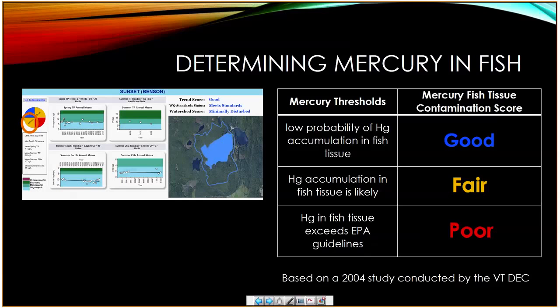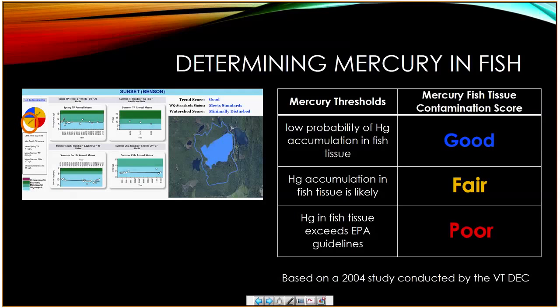The fourth and final quadrant of the icon is devoted to mercury in fish tissue. Back in 2004, the Vermont DEC and the New Hampshire DES conducted a scientific study looking at the accumulation of mercury in the food web of our lakes. Mercury is an atmospheric pollutant that comes to Vermont by way of coal-fired power plants and other industrial sources in the Midwest. It's carried to us in the air and then drops out onto the watershed and eventually makes its way into the lake.